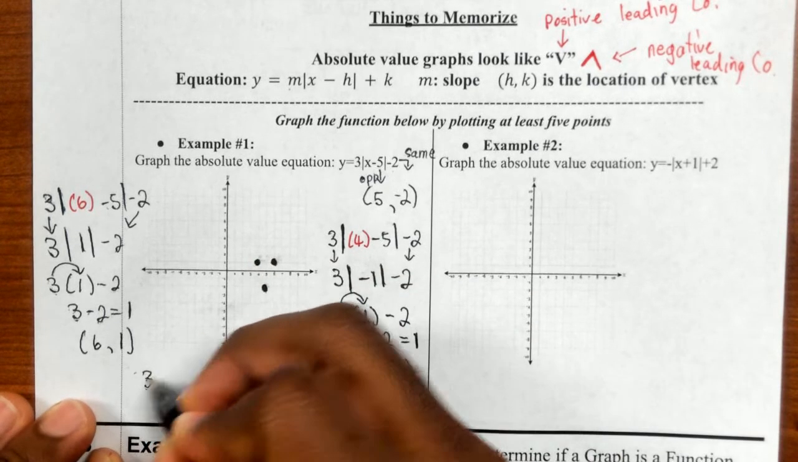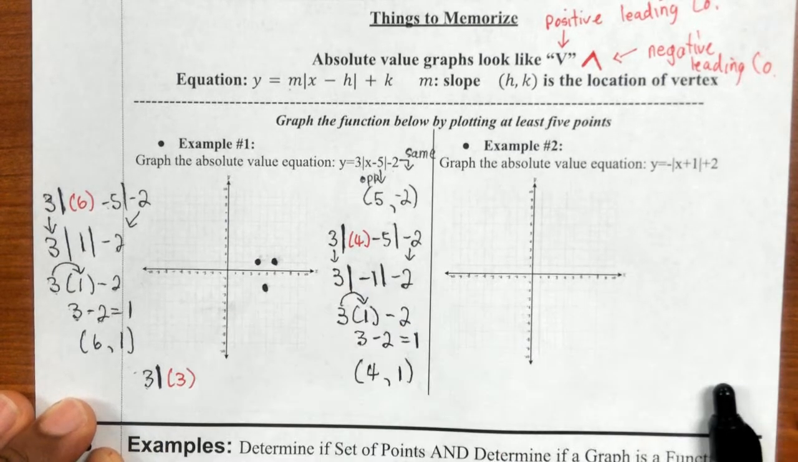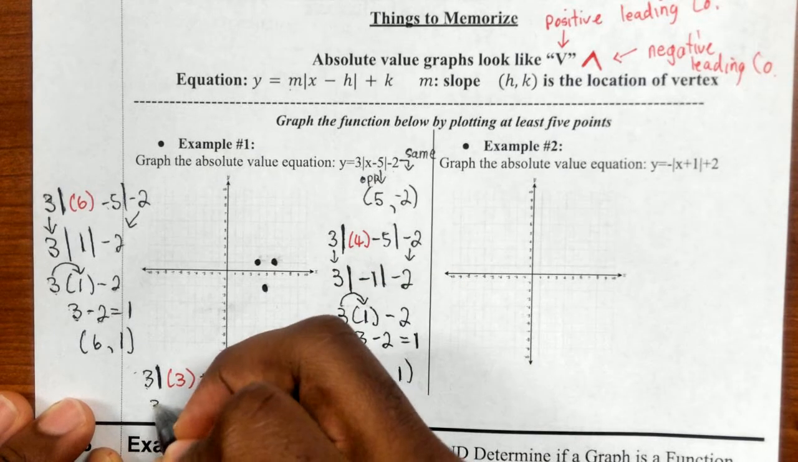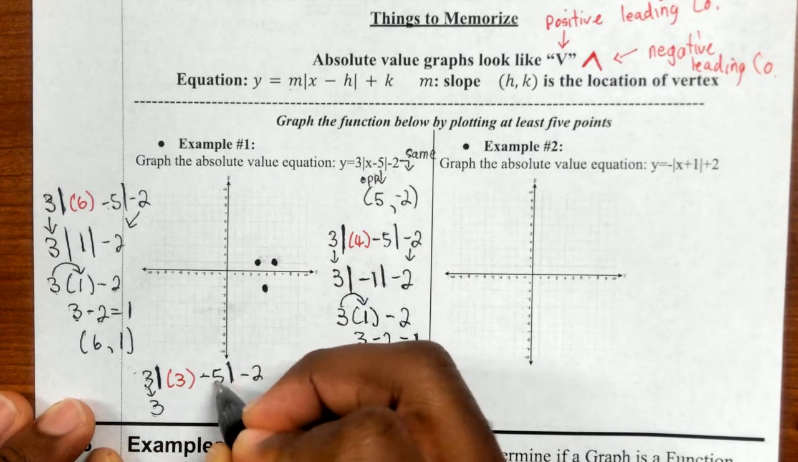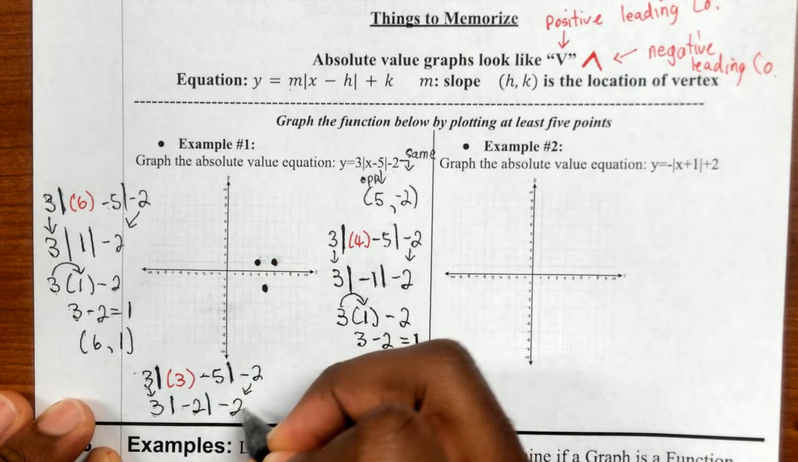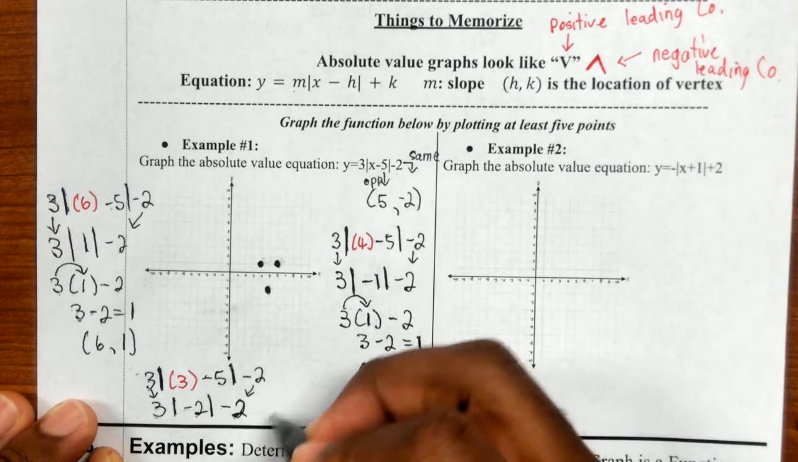So I'd have 3 absolute value, parentheses, replace x with 3, minus 5 absolute value, minus 2. So then we bring this down. 3 take away 5 is negative 2. Bring this down. Alright, so then the absolute value makes this number turn into a positive.